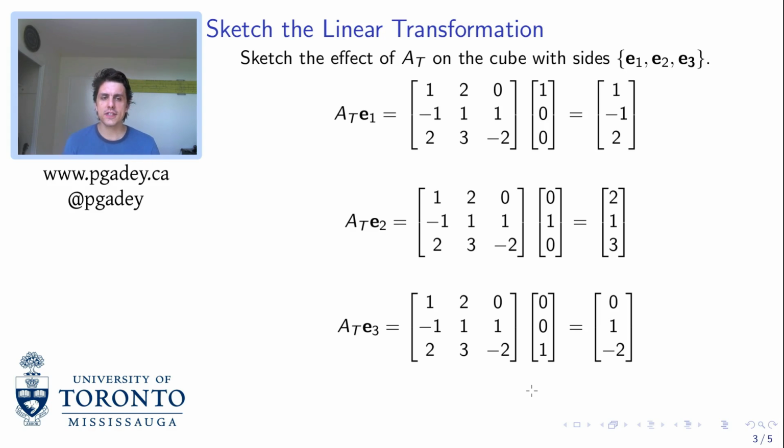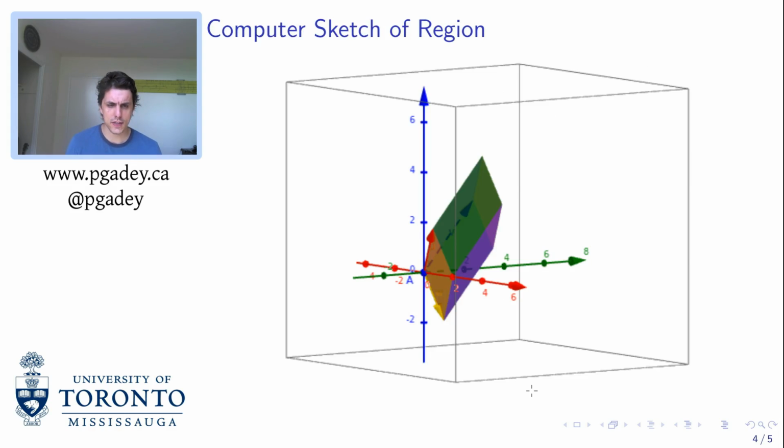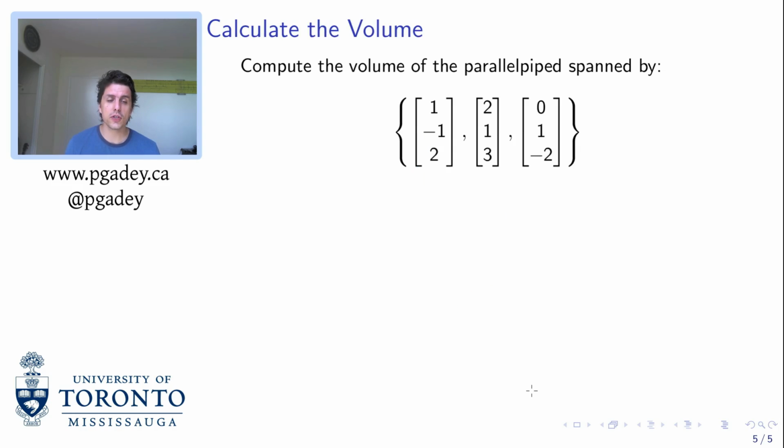All right, now let's sketch those three vectors in R3. We get something that looks like this. Sort of an odd parallelepiped shape sitting in R3. Okay. Now that we've got this region in R3, we're going to calculate its volume. Okay, we're going to compute the volume of the parallelepiped spanned by these three vectors.